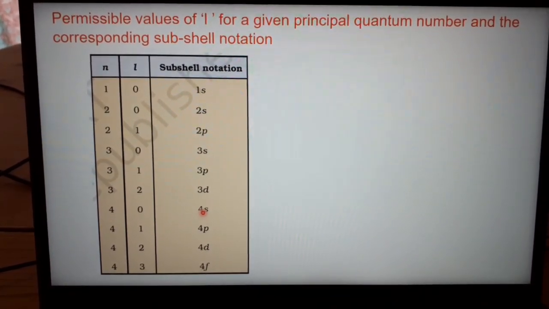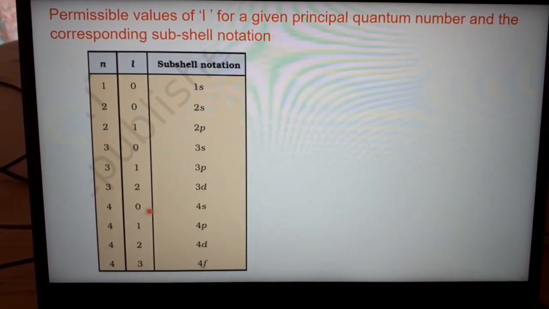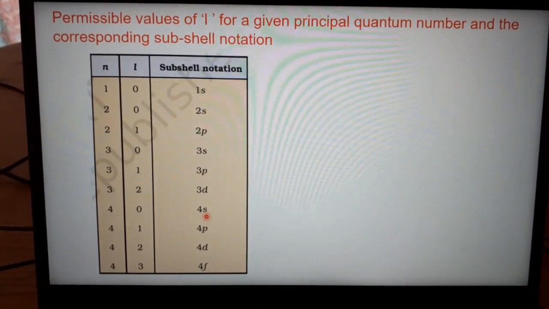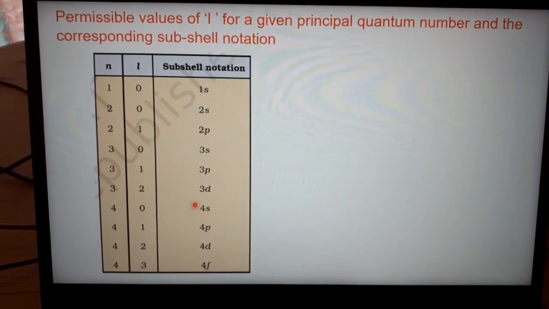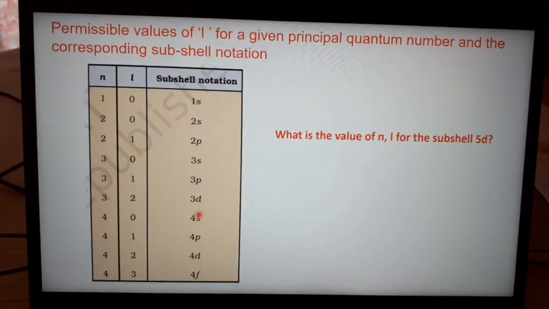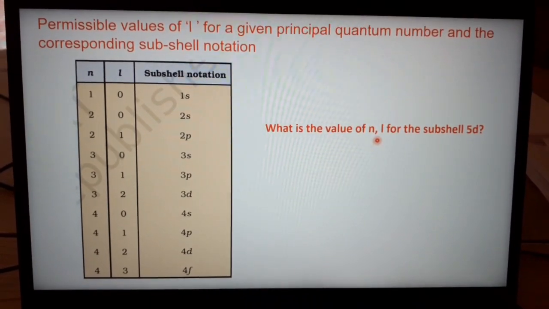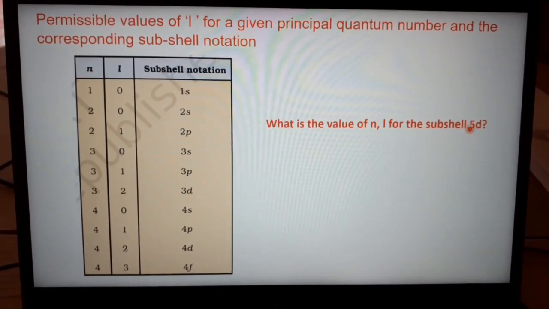Okay, now here you can find 4. 4 is the principal quantum number, and when the L value is 0, we write S. That means 4s is the subshell notation. Next, now you can tell me what is the value of n and L for the subshell 5D.